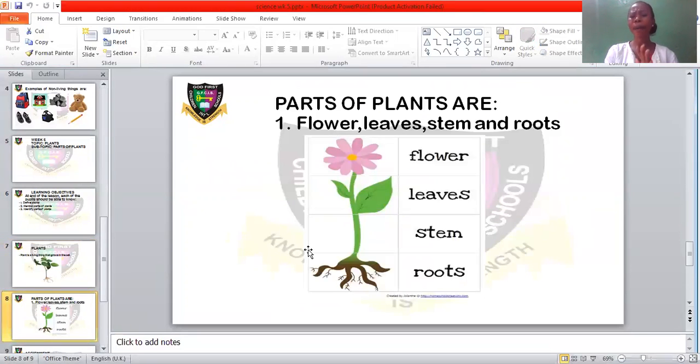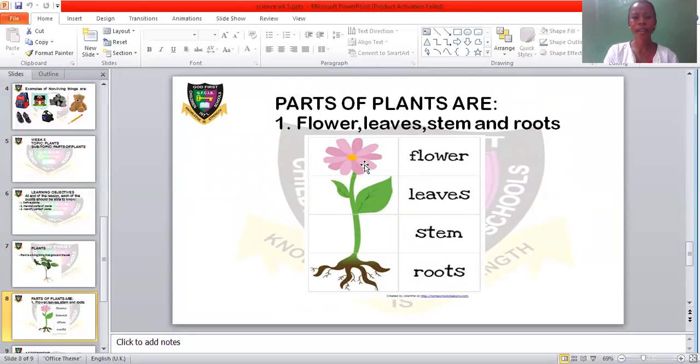Now we are going to look at the parts of plants. We have flower, leaves, stem, and roots. Let me take it again. We have flower, leaves, stem, and roots. So look at the picture of a flower.